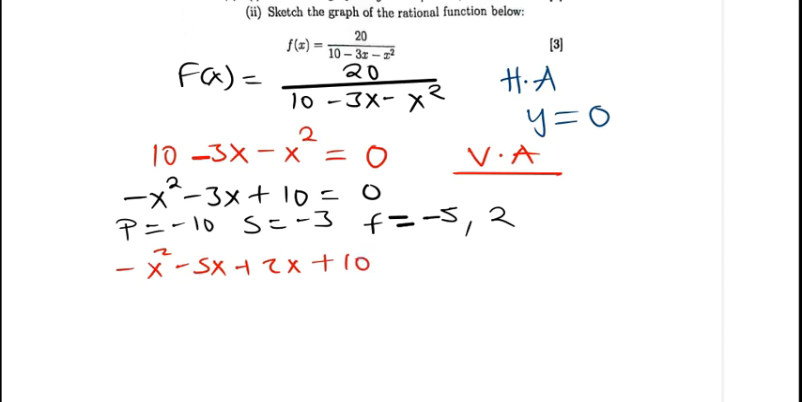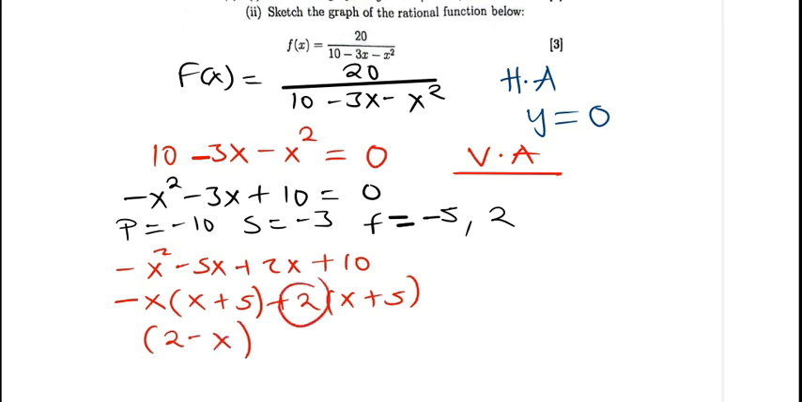We can factor out what's common. I think negative x is, so I remain with positive x plus 5, plus 2x plus 5, and then remain with 2 minus x. I've started with this 2 deliberately. I don't want to begin with a negative. It's okay any way you do it.